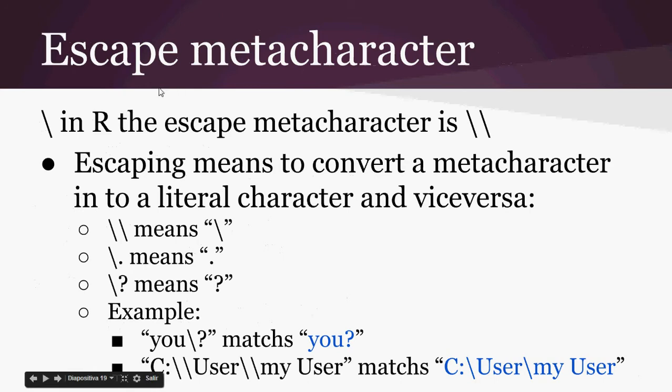So the escape metacharacter is a backward slash, but in R it's two backward slashes instead of one. In SAS it is one, and in R it is two. Escaping means to convert a metacharacter into a literal character, or vice versa. So when I have two of these, it means one forward slash. But if you are in R, you have to write three of these to mean one of these. The dot is a metacharacter, but if you put an escape, it just means dot.